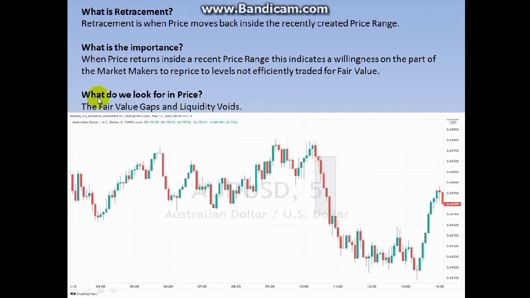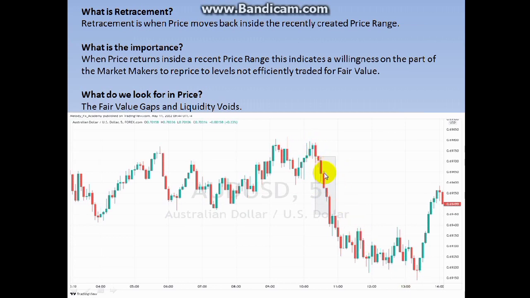This is the concept that ICT talked about in the 2022 mentorship: the concept of retracement and fair value gaps and liquidity voids, though liquidity voids was left out. We are only looking at fair value gaps. Now, the concept of retracement, we all know what a retracement looks like. We had some kind of move, then a break in structure or shift in structure. This was probably trending upwards, then we had this shift in structure.